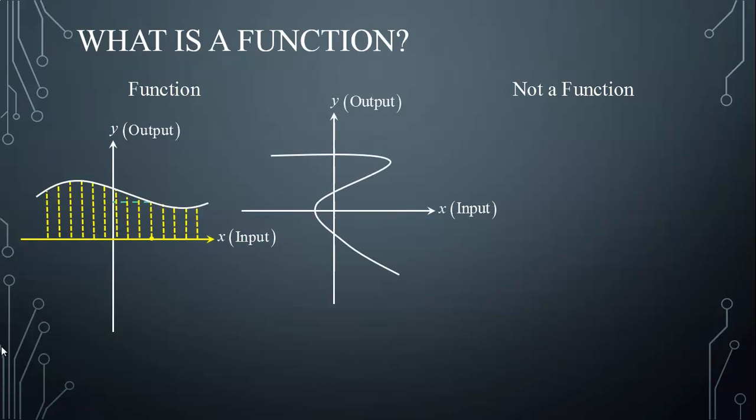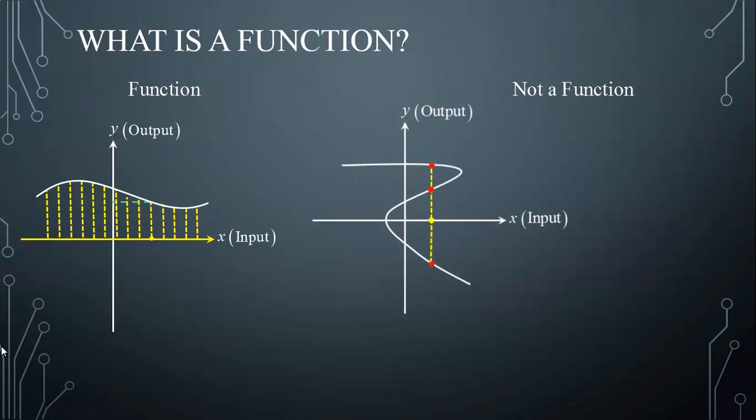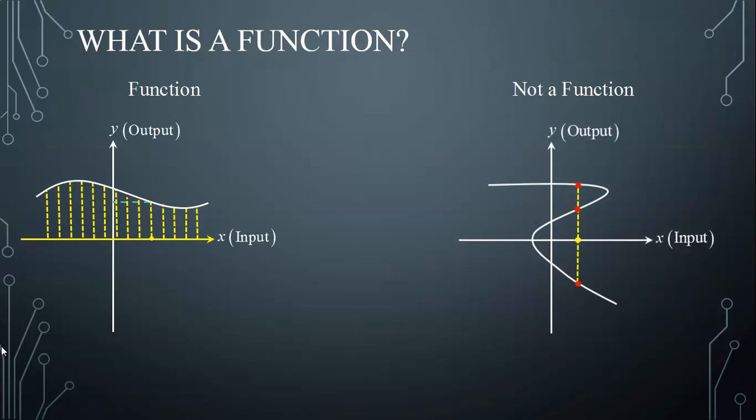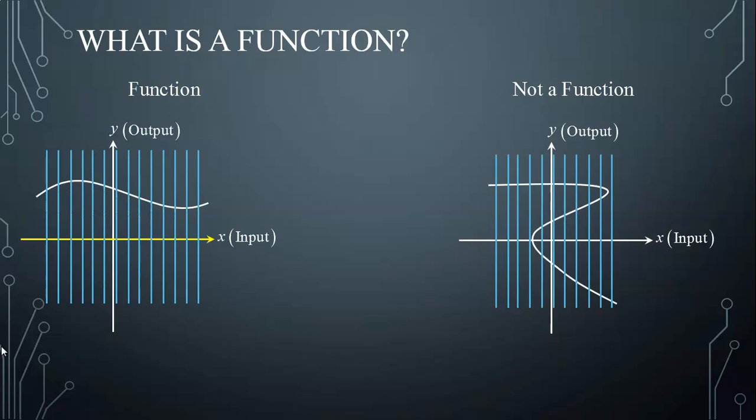However, for this curve, for example, this value of x has 3 values of y, thus 3 outputs. Then this curve doesn't represent a function. So testing for functions consists of considering vertical lines across the curve. That is the vertical line test for functions.